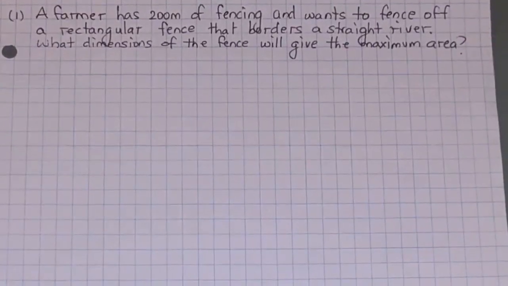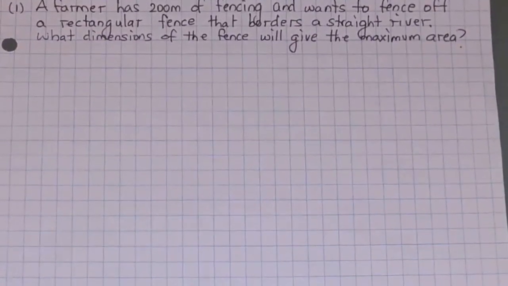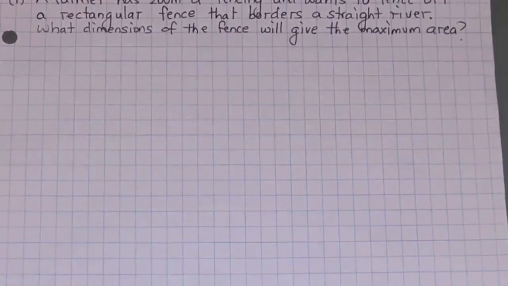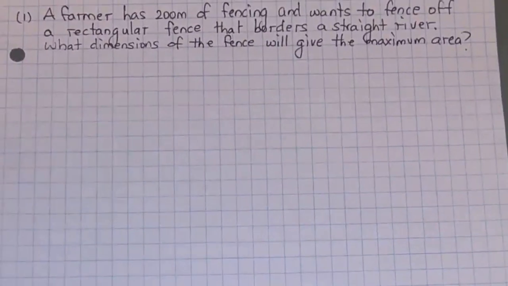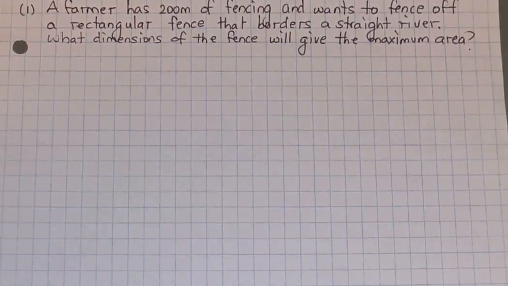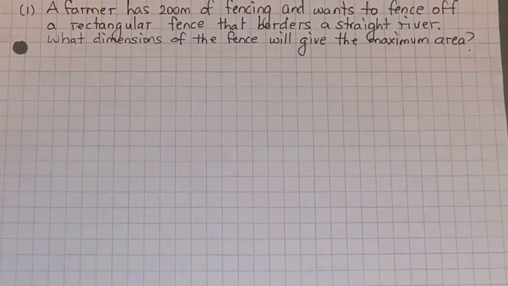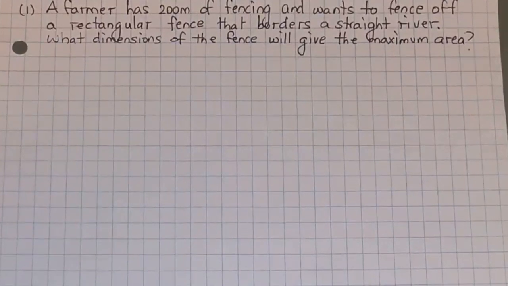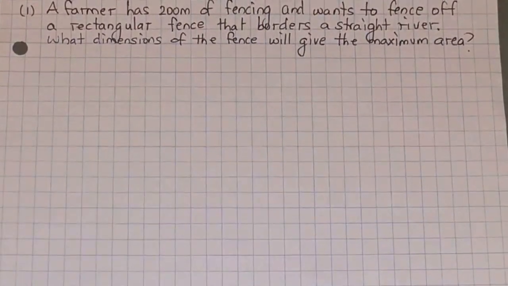Let's solve this problem using the knowledge of quadratic relations and geometry. A farmer has 200 meters of fencing and wants to fence off a rectangular field that borders a straight river. What dimensions of the fence will give the maximum area?